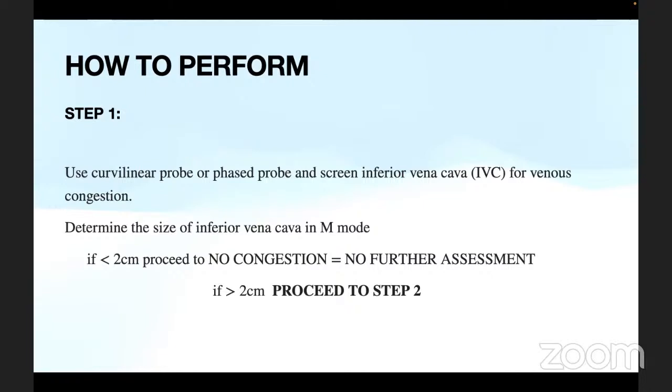In step 1, you should use a curvilinear probe, or people who are comfortable using a phased array probe can use that, to screen the inferior vena cava and look for venous congestion. So how will you say that there is venous congestion according to VEXUS? We should determine the size of the inferior vena cava in M mode if possible. If this is less than 2 centimeters, that means no congestion, no further assessment. If it is greater than 2 centimeters, you have to proceed to step 2.